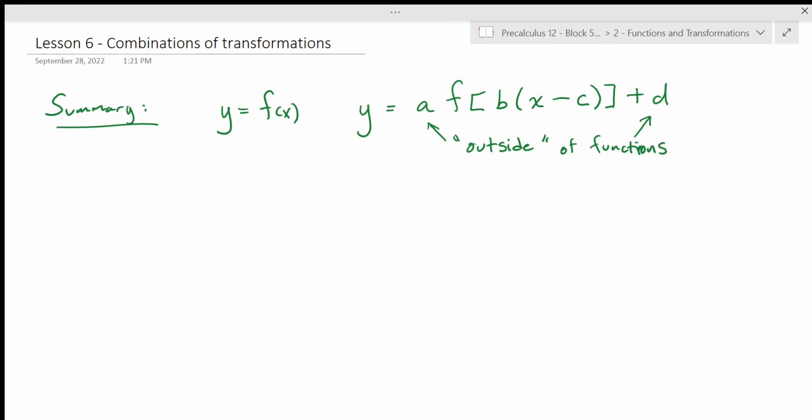Our inside of the function transformations here will be happening on x. So those are things that would be in brackets attached to the x before the function has been performed. So something like an x minus 3 bracket, then you square the function. That would be an inside the function.